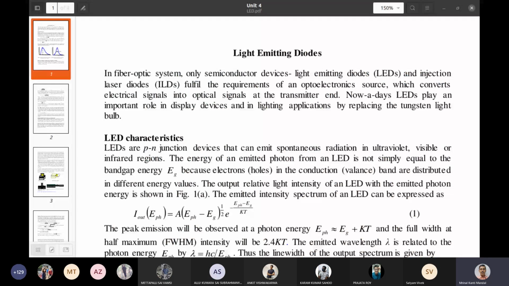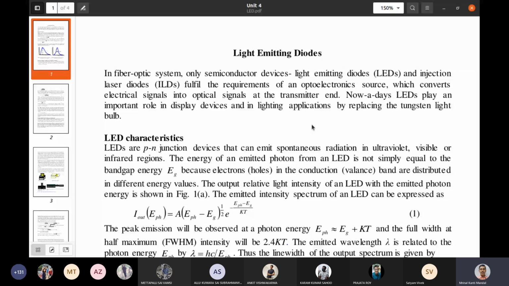In all fiber optic communication systems, the source is either an LED or an injection laser. These two are important optoelectronic sources for our communication purpose, or maybe for designing lighting technology, or others, maybe in sensing devices through optical sensors. So either an LED or a laser diode can be used.